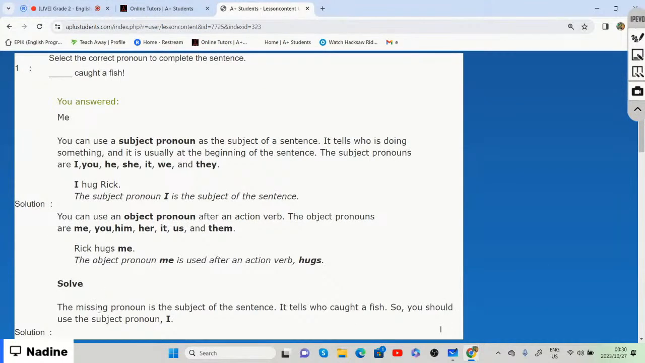And then you can use an object pronoun after an action verb. This is now the object pronoun. The object pronouns are me, you, him, her, it, us, and them. And Rick hugs me, and this comes after the action verb.